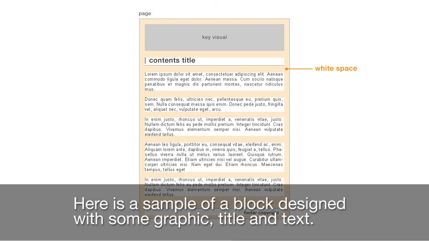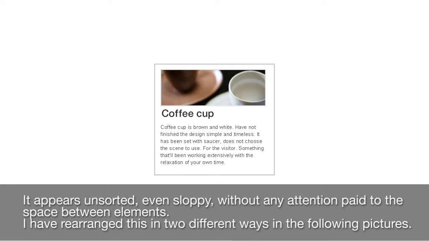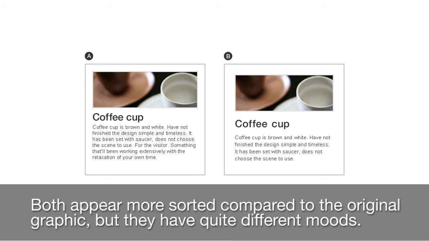Here's a sample of a block designed with some graphic, title, and text. It appears unsorted, even sloppy, without any attention paid to the space between elements. I have rearranged this in two different ways in the following pictures. Both appear more sorted compared to the original graphic, but they have quite different moods.